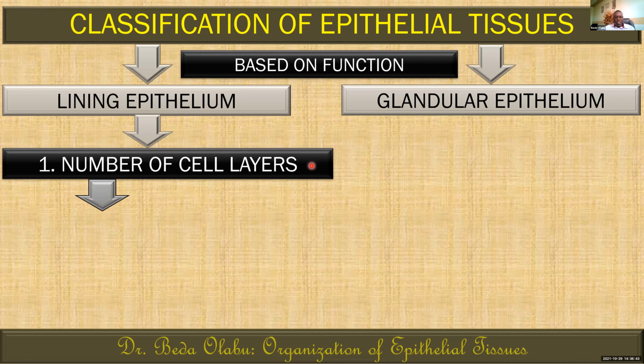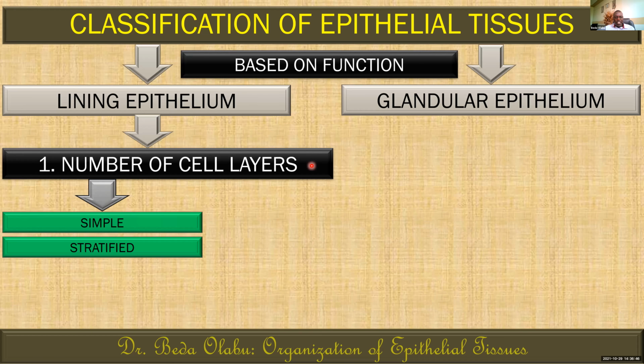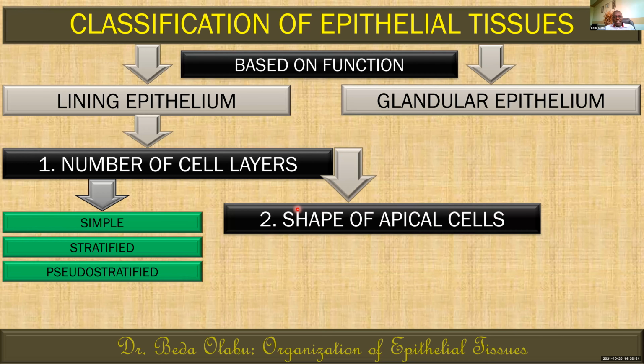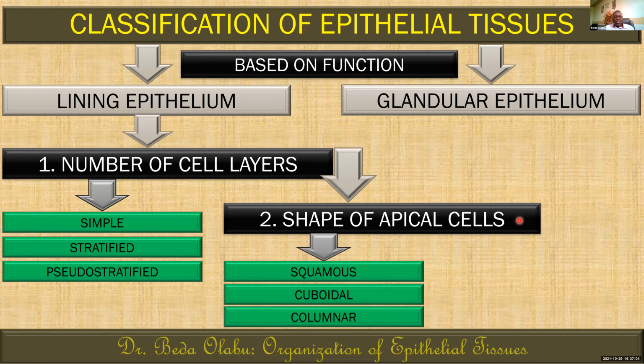On this note, there are some terminologies that we are going to use. It can be simple, stratified, or pseudostratified, and I'll explain. The second parameter that we check after looking at the number of cell layers is the shape of the cells on top. And again, we are going to use some three terminologies: squamous, cuboidal, and columnar. And we'll explain what those are.